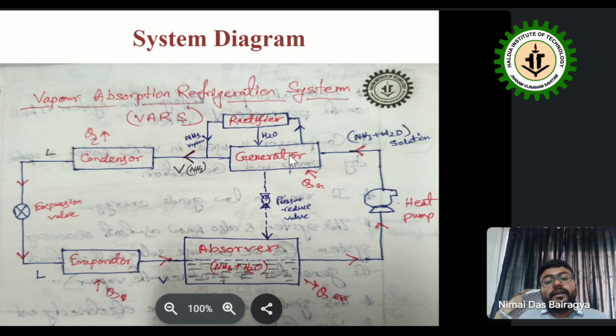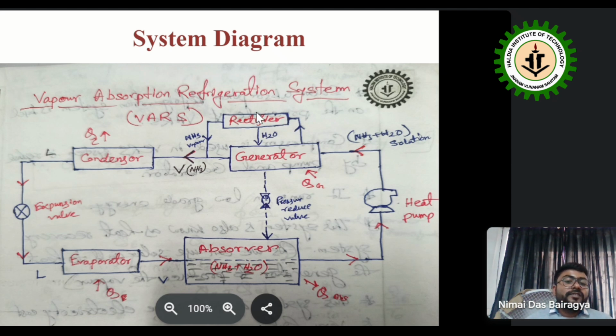In the generator we boil this ammonia-water solution by using some external heat source, and we know that the boiling point of ammonia is far less than water. So at first all the ammonia in the solution is turned into vapor and comes to the rectifier. In the rectifier, an analyzer is also present.